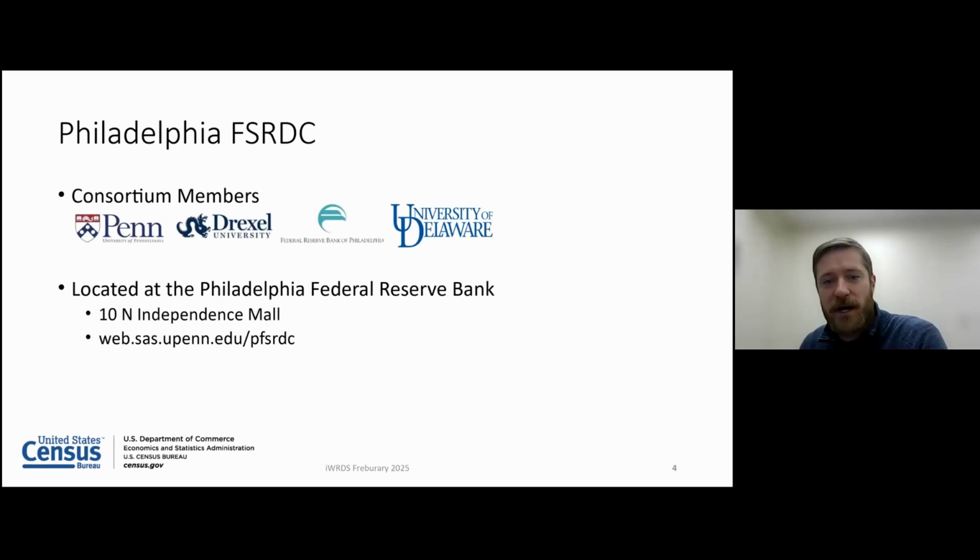As for the University of Pennsylvania, its access is through the Philadelphia Federal Statistical Research Data Center, housed here at the Federal Reserve Bank in Old City, Center City, Philadelphia. Other consortium members are Drexel, the Federal Reserve Bank of Philadelphia, and the University of Delaware. What this means for you as a researcher is that you have access to work from the bank here as well as to the data itself at no additional cost. The consortium membership covers the fees for researchers affiliated with the institution. And a quick note on the address: we're at 10 North Independence Mall, right across from the Constitution Center.